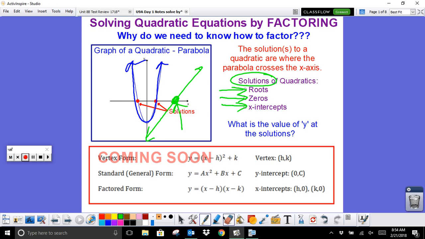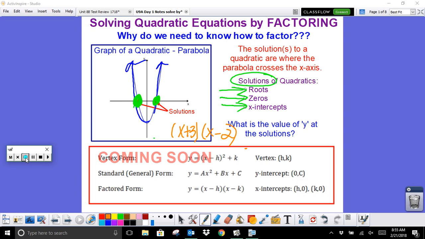So if you look at this quadratic over here, you can see that this quadratic crosses the x-axis at two places. That's why when we're factoring problems, a lot of the time we get two factors. We may get like x plus 3 and x minus 2 or something. So in that case, we have two factors, and we are going to end up using those factors to get the solutions. And we'll look at how to do that here in a minute.